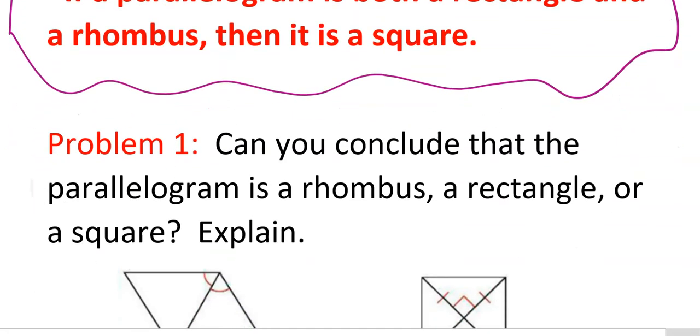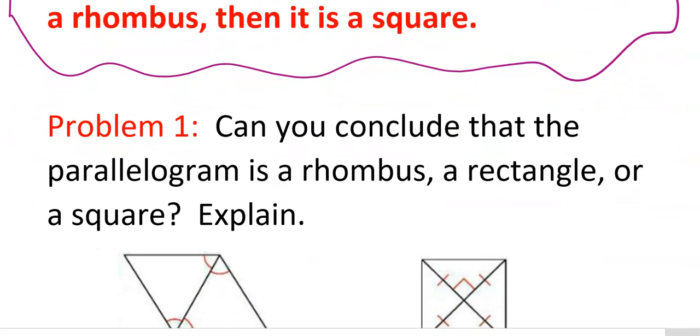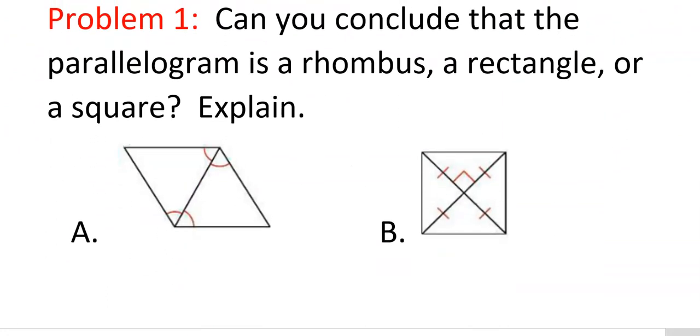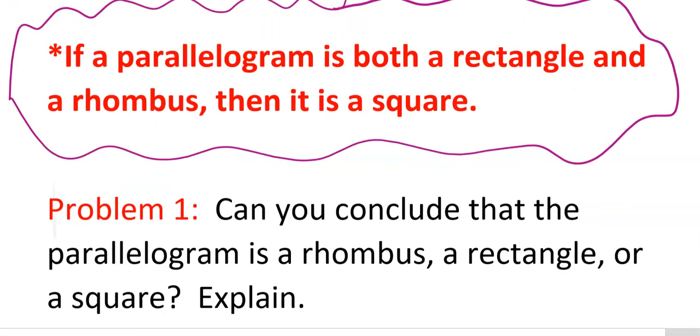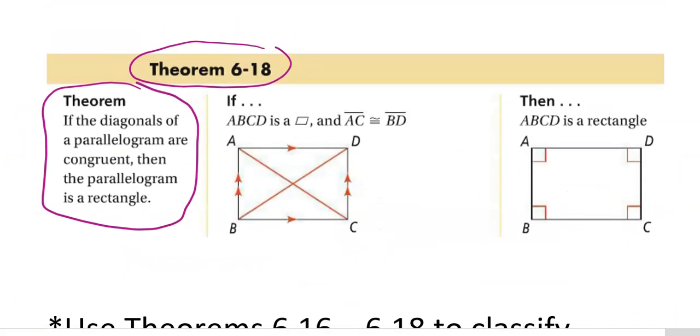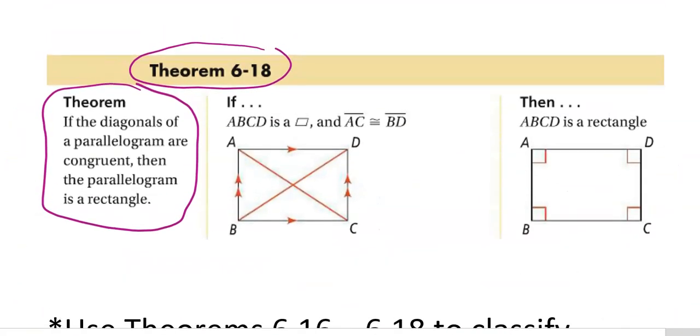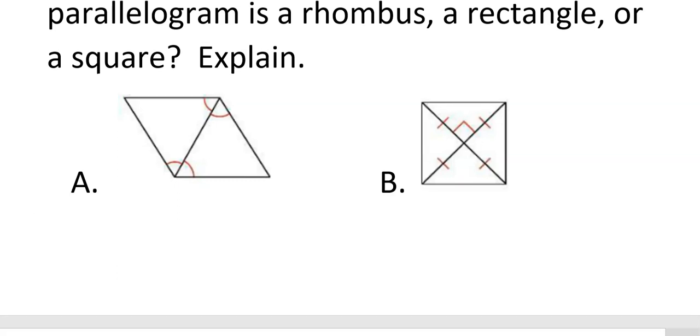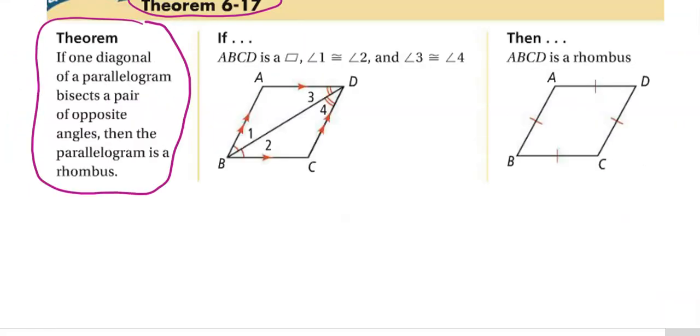So problem number 1, can you conclude that the parallelogram is a rhombus, a rectangle, or a square? And then explain. So in figure A, notice that there's some diagonals in there. So with the theorems that we just wrote down, this one has to do with diagonals. If the diagonals are equal, then it's a rectangle. Okay, so let's look at that. Well, we only have one diagonal in there, so it's probably not the ones that are equal, otherwise they'd show that. So I'm going to look for the rhombus one.